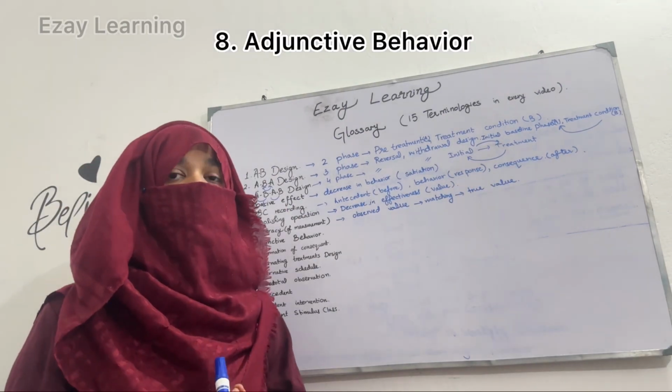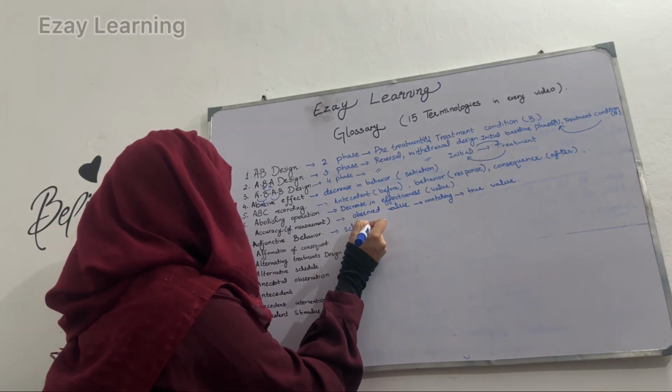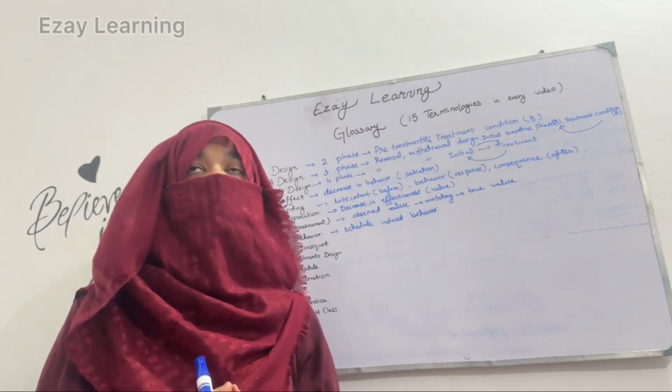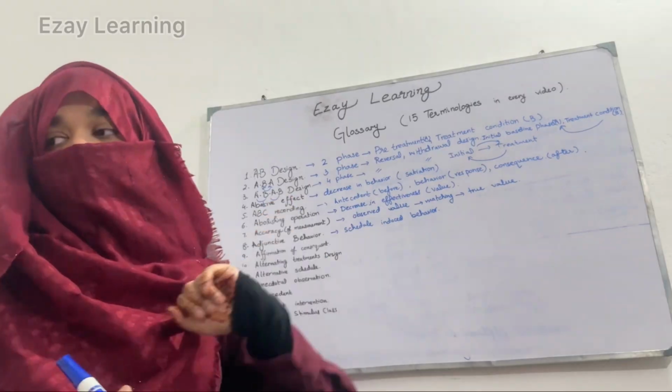Adjunctive behavior is also known as schedule induced behavior. So the behavior that is a result of schedules of reinforcement would be the adjunctive behavior.